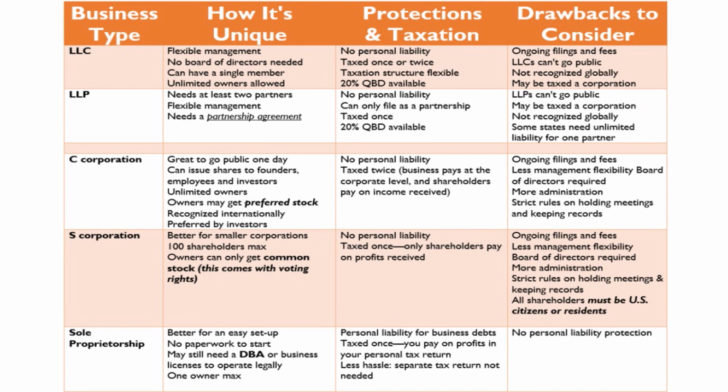For C Corporation, ongoing filings and fees, less management flexibility, board of directors required, more administration, strict rules on holding meetings and keeping records. And for S Corporation, you have ongoing filings and fees, less management flexibility, board of directors required. You have more administration, you have strict rules on holding meetings and keeping records, and all shareholders must be U.S. citizens or residents. And for a sole proprietorship, one of the biggest drawbacks to consider is that there is no personal liability protection. Very important to remember.